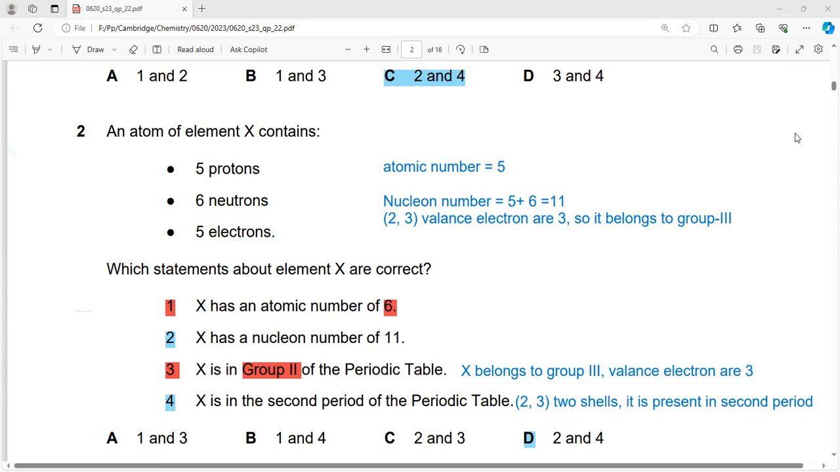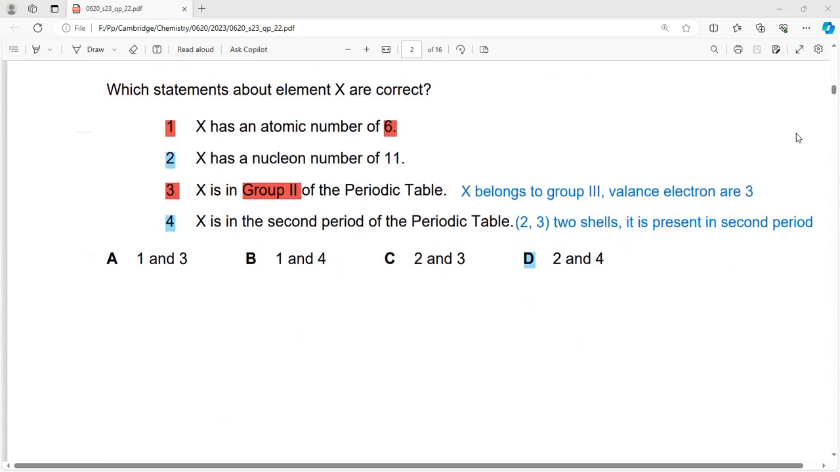X is in the second period. It is a correct statement, because it contains 2 shells. So that's why statements number 2 and 4 are correct. D is our correct answer here.